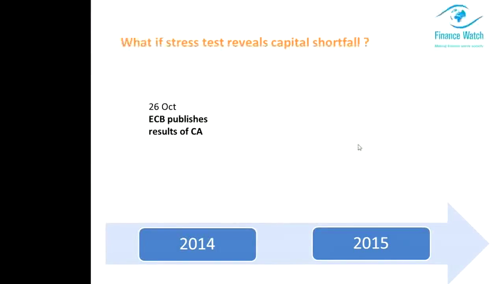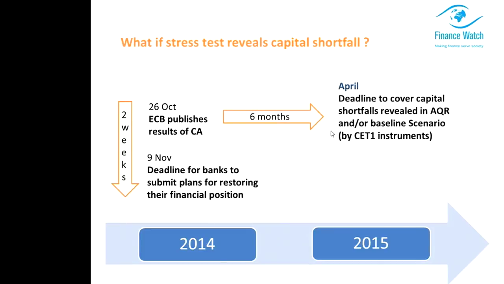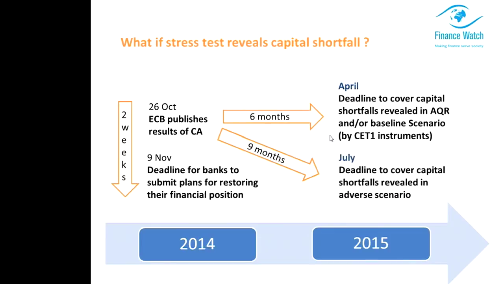So, on Sunday, the ECB publishes the results of the comprehensive assessment. Banks have 2 weeks to submit plans for restoring their financial position, and they have 6 months to cover capital shortfalls revealed in the AQR and baseline scenario, mostly by common equity tier 1 instruments, and 9 months to cover capital shortfalls revealed in the adverse scenario.